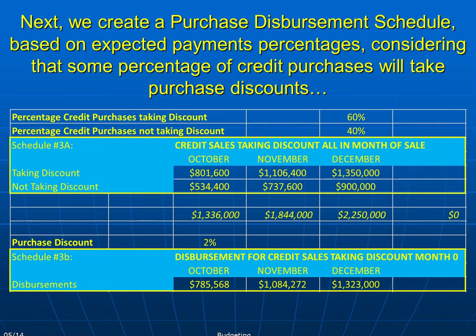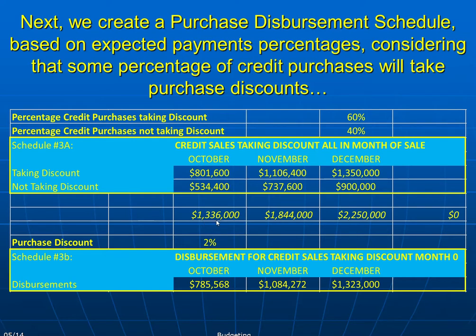So just like we had with our collections from sales, we have our cash disbursements for purchases. We could have cash purchases and credit purchases. In this example, I'm assuming 100% of our inventory purchases are done on credit. That's the typical situation. As with our customers, we offer them a sales discount, we would most likely be offered a purchase discount. Based on our past history, we would take some percentage of those purchases, would take advantage of that purchase discount. Some would not. In this particular case, we're assuming that 60% would be, 40% would not be.